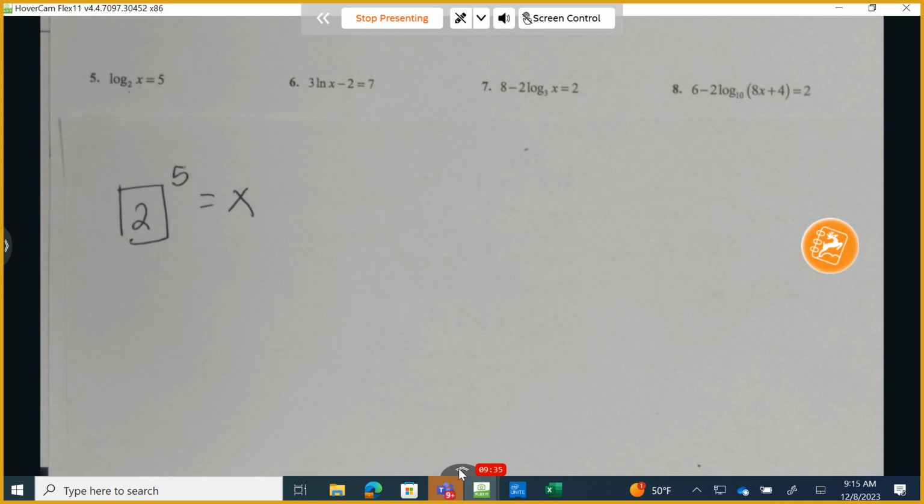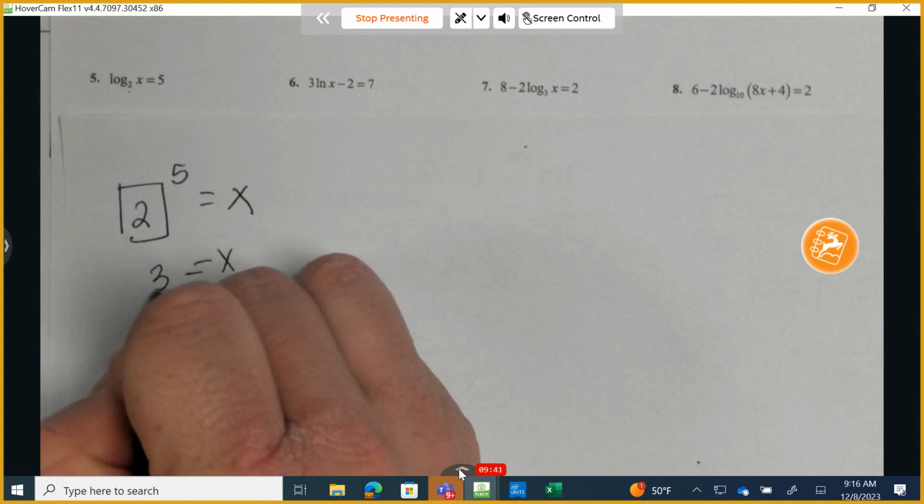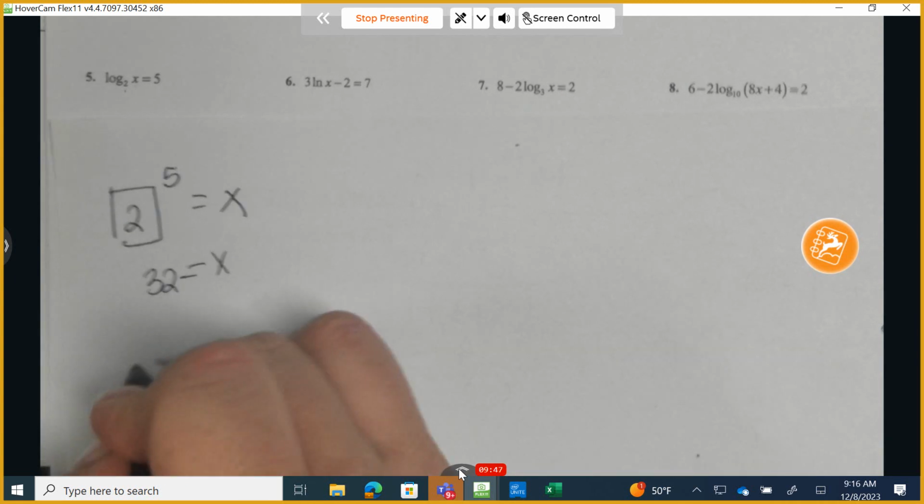So this is not 10. It's taking 2 times itself 5 times: 2 times 2 times 2 times 2 times 2. The answer is 32. I'm going to try another one like that for you.